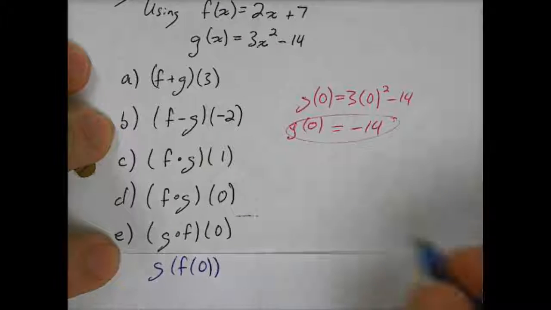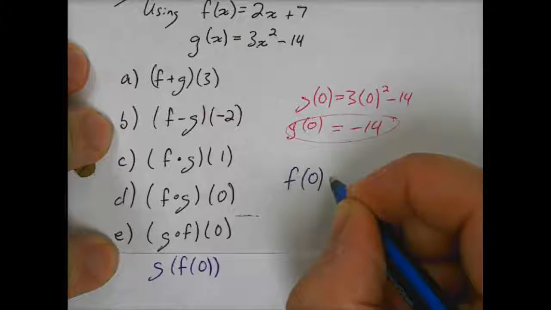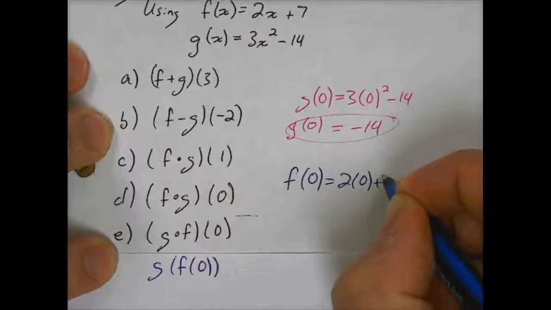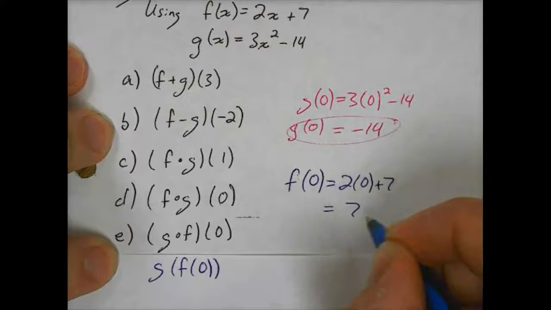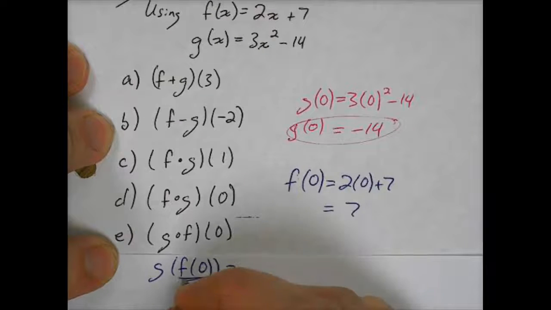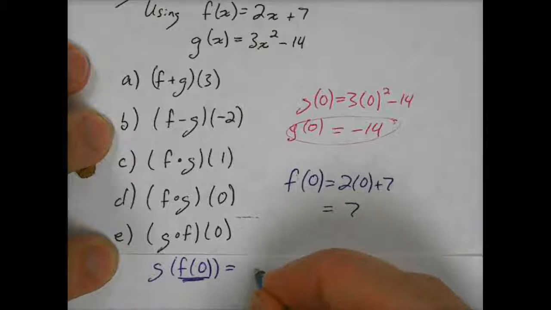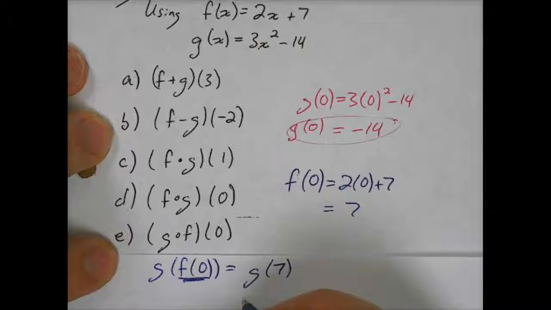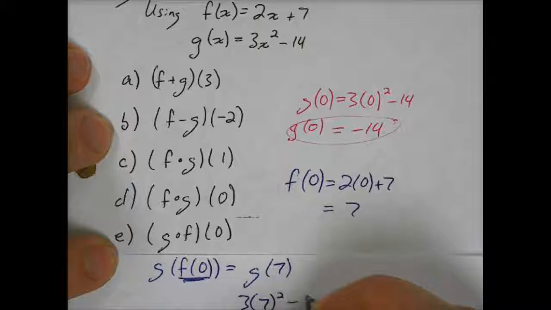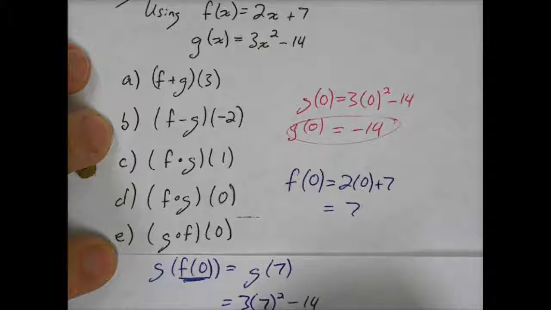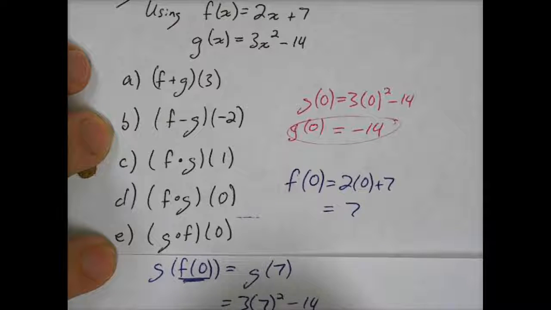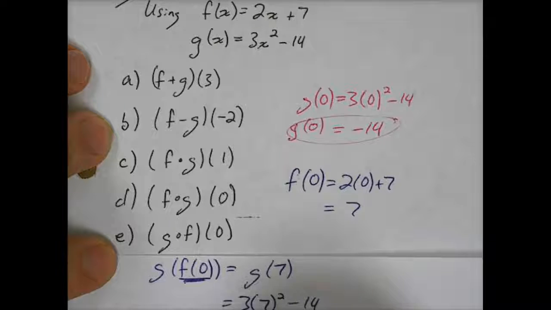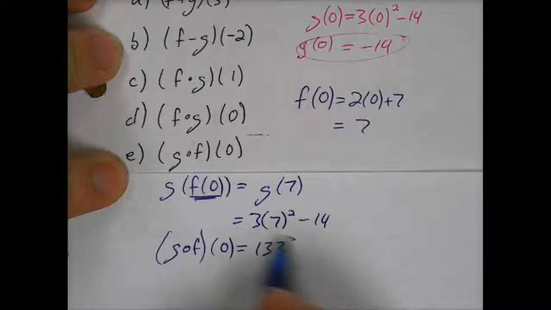Right, so now first thing, I need to figure out what f of 0 is. So f of 0 is 2 times 0 plus 7. 2 times 0 is 0, plus 7 is 7, so f of 0 is 7. So that means this part right here, f of 0, that is 7. So I want to do g of 7, because f of 0 is 7. So g of 7, so just substitute in 7 to your g function. So that's 3 times 7 squared minus 14. 7 squared is 49, times 3 is 147, minus 14 is 133. So g of f of 0 is 133.